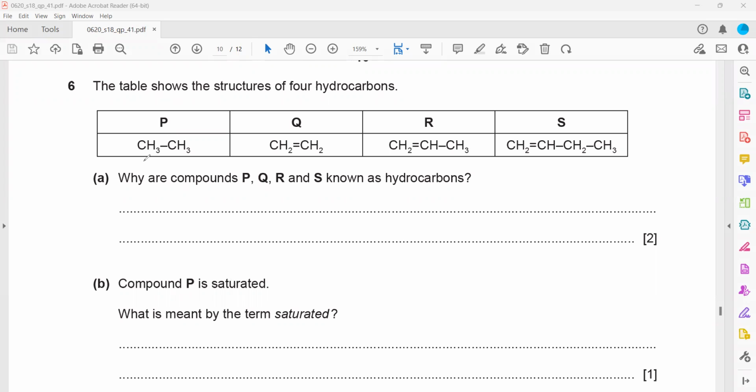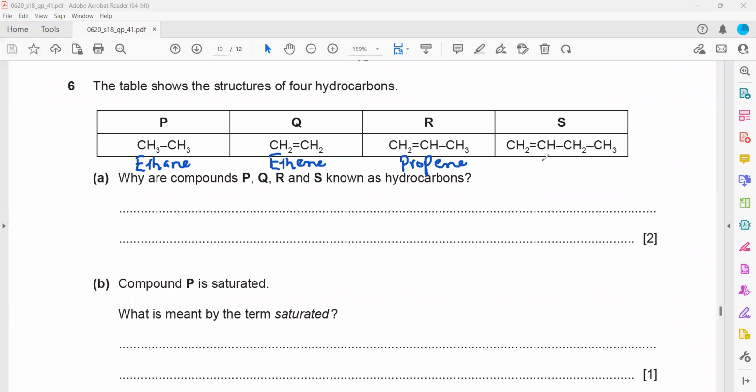2 carbon atoms. Ethane. Because 2 carbon atoms, so that will be eth, and because they have a single bond, ane. What is the name of compound Q? Ethene. Eth, because there are 2 carbons and you see a double bond, it's ene. What is the name of compound R? Propene. Because prop means 3 carbons and they have a double bond, so ene.